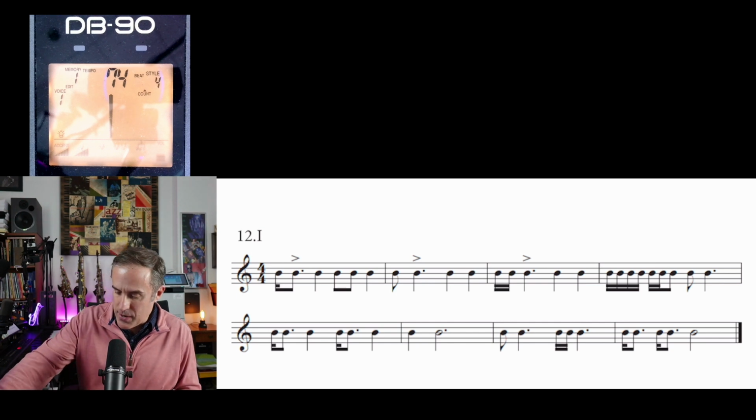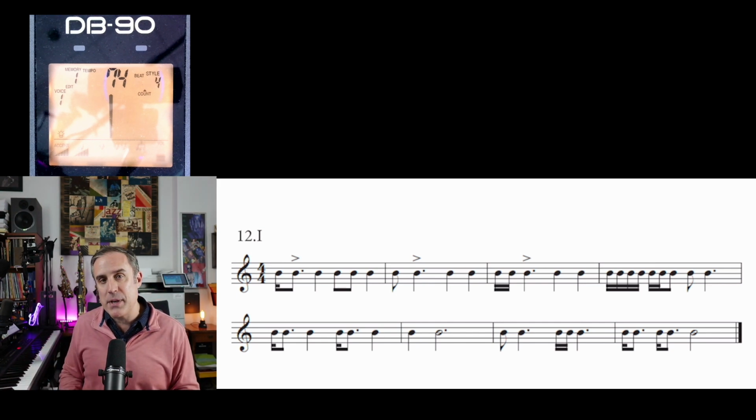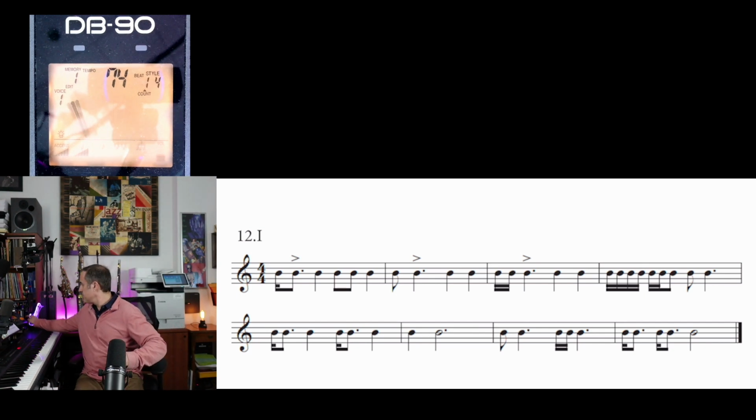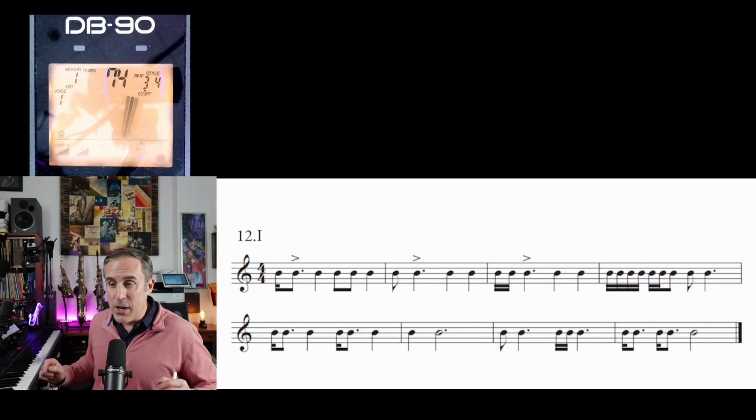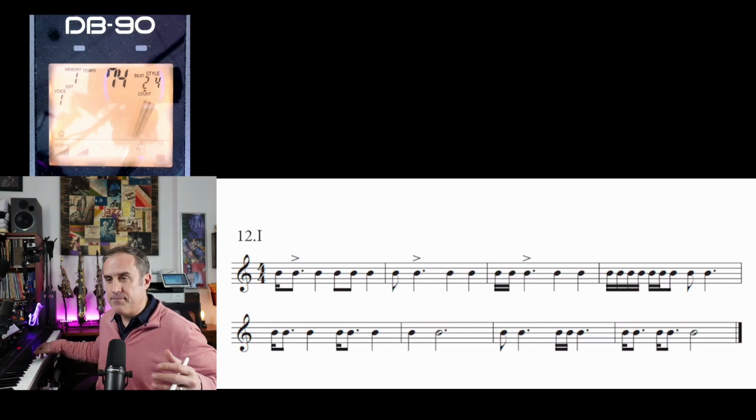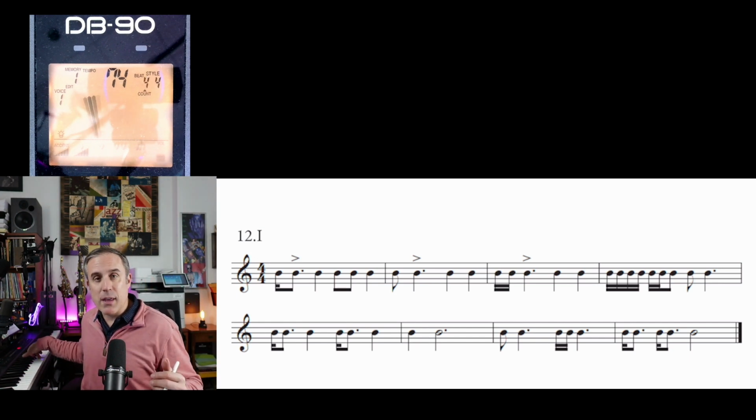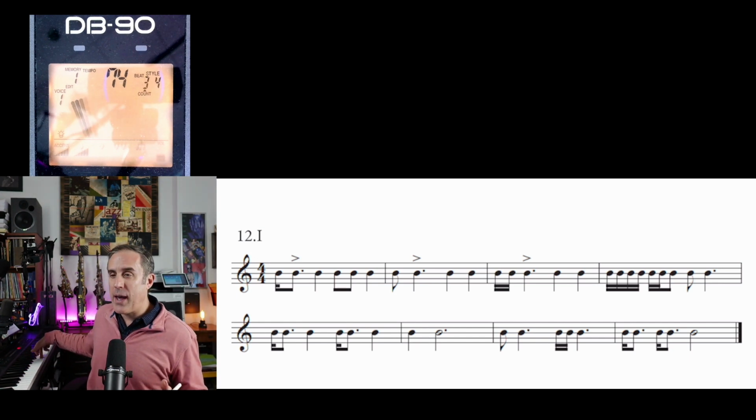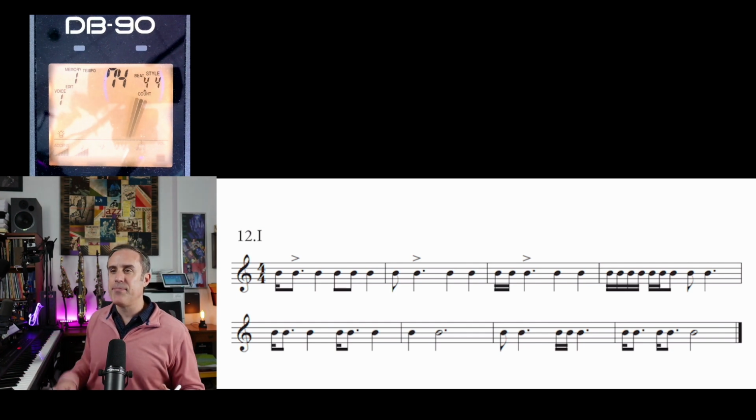All right, let's turn up our metronome here and turn it on. We're going to be at 74 beats per minute, or the quarter note equals 74. And here's our G3. This is what I'll be singing the exercise on. Okay, I hope you'll join me. Here we go for exercise 12I.